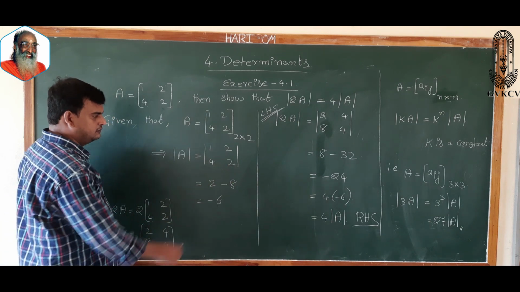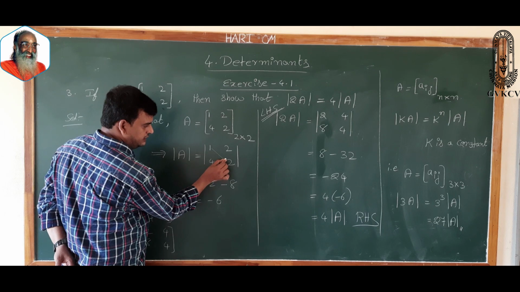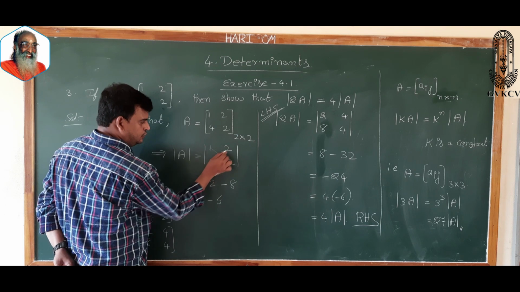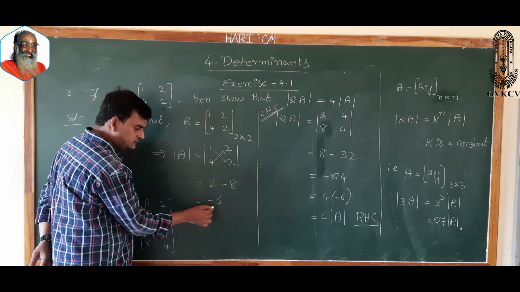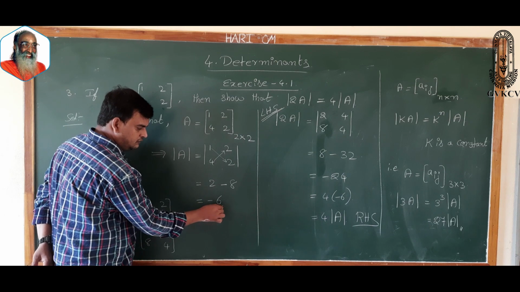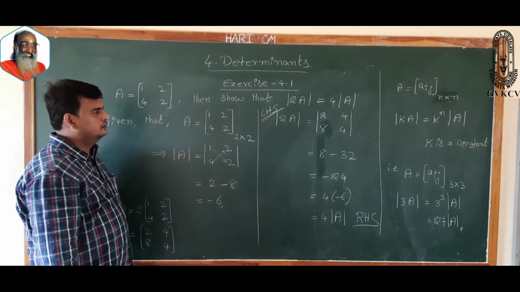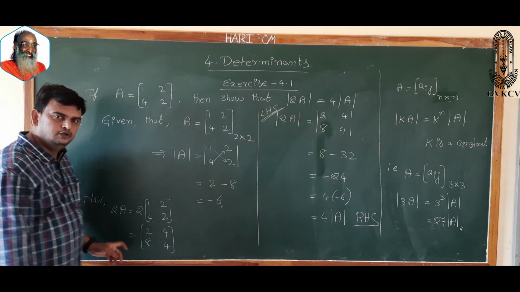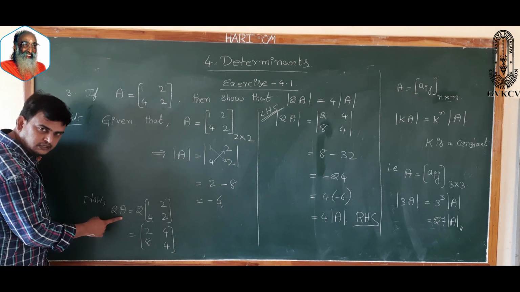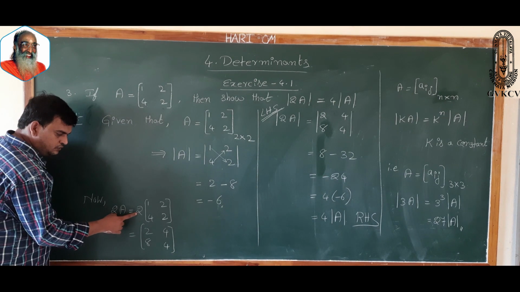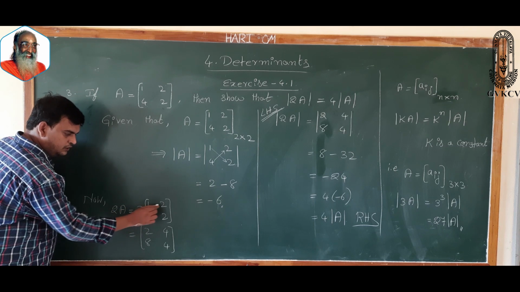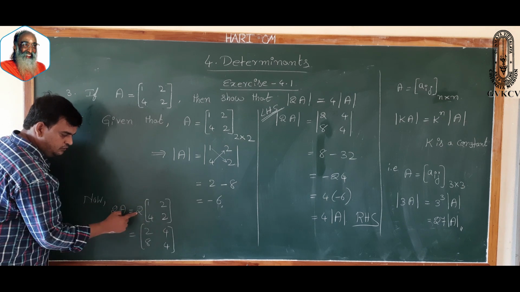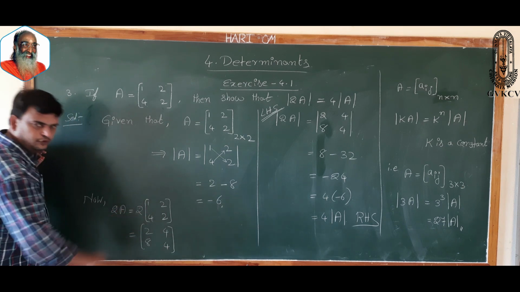So how to find its determinant? As we know, the product of the principal diagonal elements, 1 2s are 2, minus the product of the cross elements, 4 2s are 8. So 2 minus 8 gives us minus 6, which is nothing but det A. Next, what is required for the LHS? 2 into A. So first we need to find 2 into A, which is scalar multiplication: multiplying each element of the matrix [1 2; 4 2] with 2. 2 1s are 2, 2 2s are 4, 2 4s are 8, again 2 2s are 4.